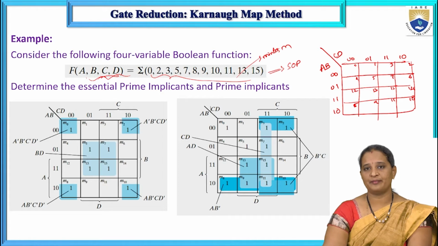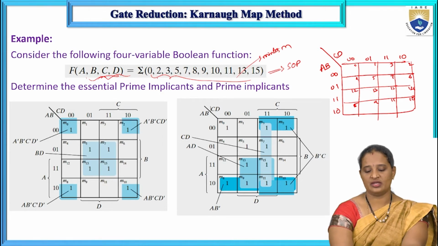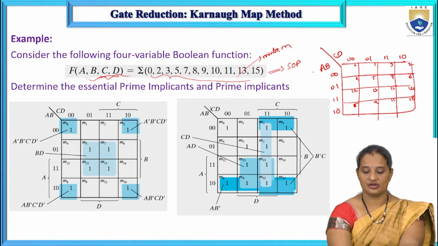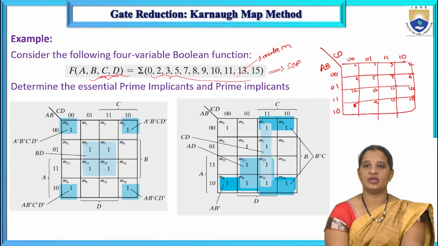Now I am going to map this Boolean expression onto the K-map here. So what is the meaning of this Boolean function? For all these minterms present in the expression, the function output is considered to be 1.